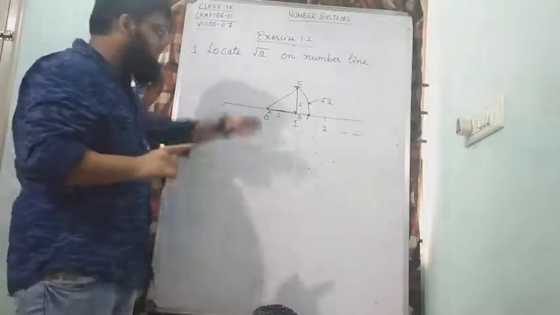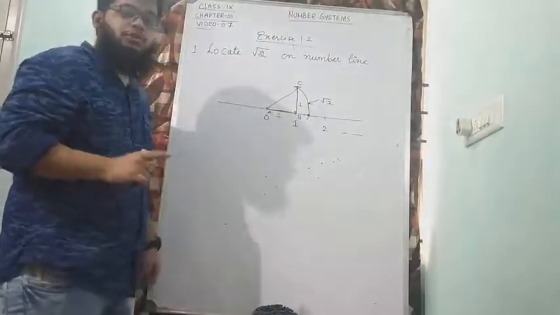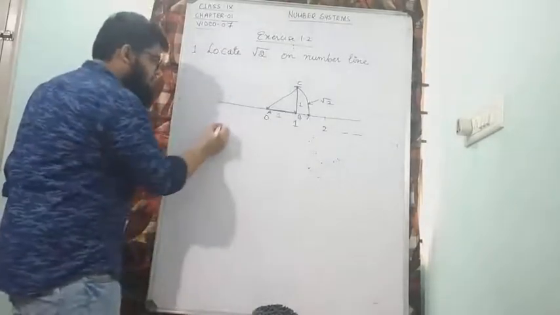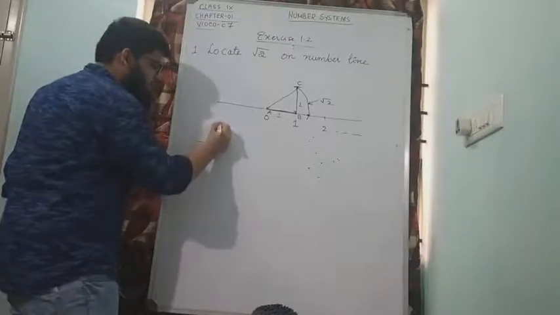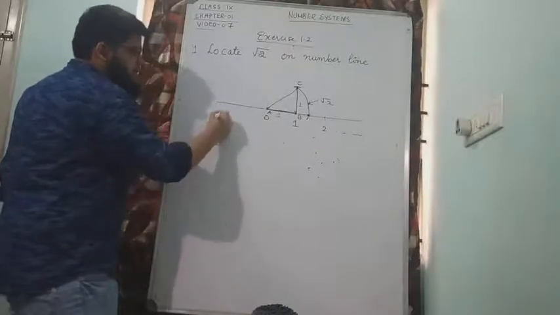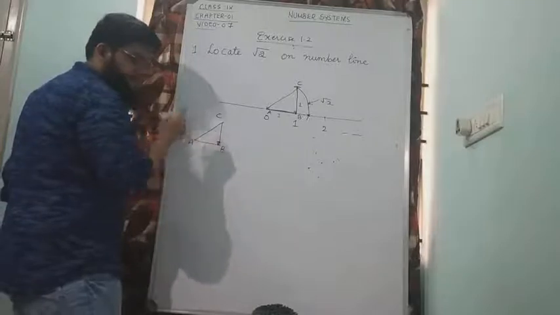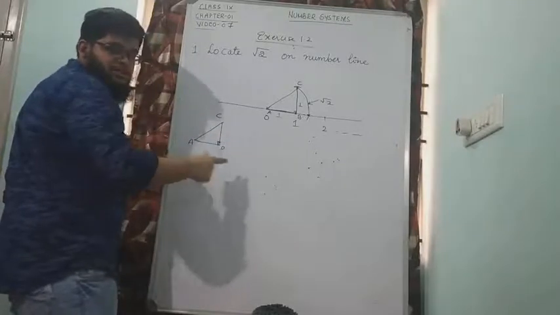And how do we prove that this answer AC is equal to root 2? By making use of something called the Pythagoras Theorem. So I have got a triangle here which I will draw again to understand better. So this is C, this is B, and this is A, 90 degrees at B. How do we apply Pythagoras Theorem?